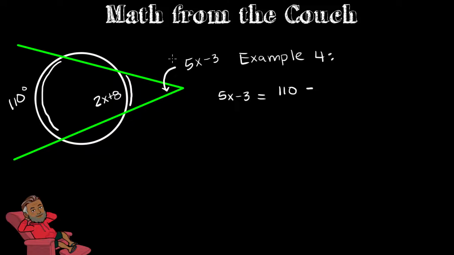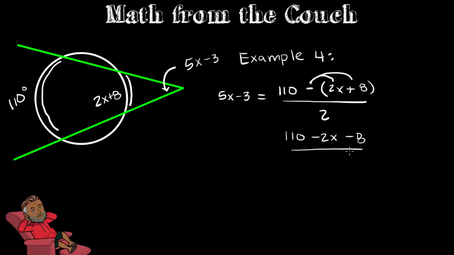minus, and this is important, it's not just the 2x we're subtracting, we're going to subtract the whole thing. So it's the entire arc that bends towards our angle that we're going to subtract. So we're going to go 2x plus 8, but in parentheses, divided by 2. And on this one, you're going to want to make sure you remember to distribute that negative sign, that minus sign. So we have 110 minus 2x minus 8 over 2. And if you want to simplify that, you can. That negative 8 and the 110 comes out to 102. So we have 102 minus 2x over 2 is equal to 5x minus 3.